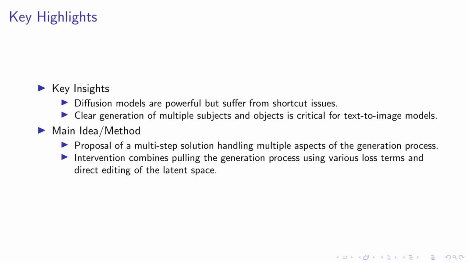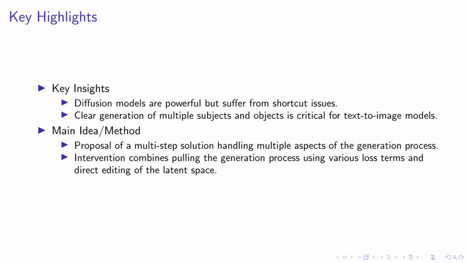In this slide, we delve into the key insights and the main idea of our research. Diffusion models, while powerful, are not without their shortcomings. They often struggle with shortcut issues, such as neglecting and blending subjects and tokens. This becomes particularly problematic when the prompt is complex. However, the ability to generate multiple subjects and objects clearly is a crucial aspect of text-to-image models, enabling them to create intricate scenes effectively. Our research proposes a multi-step solution to tackle these challenges.